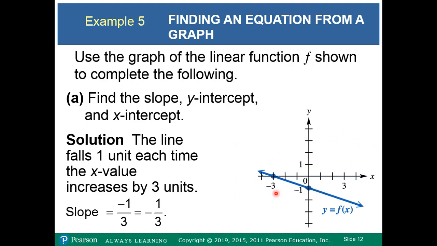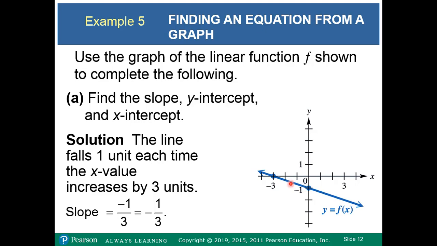But if we have the graph, then looking at the graph, we can find the slope, the y-intercept, and the x-intercept. So the first thing is the line falls 1 unit each time the x value increases by 3. If you notice that here, as you go across 3, how many units do I need to go across the x-axis before the line crosses 1 unit? So it's like the grid, right? That's the easiest way to find it: where does the line cross the grid pattern?